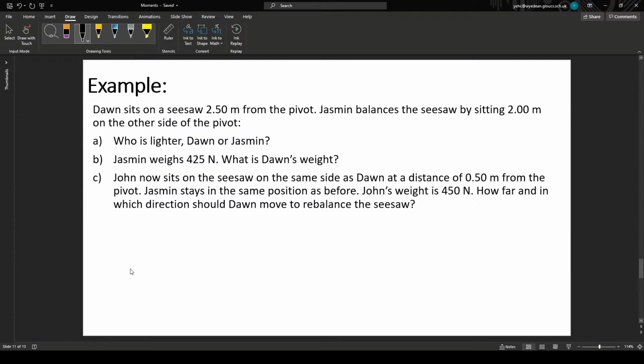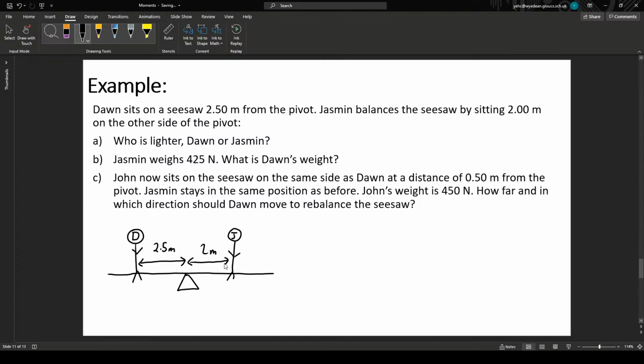Okay, now we're going to do another example. I'm going to draw it out as well. Dawn sits on a seesaw 2.5 meters away from the pivot. So I'm going to draw Dawn. I'll write D on here. She's 2.5 meters away from the pivot. Jasmine balances the seesaw by sitting 2 meters on the other side of the pivot. So I'm going to draw Jasmine. I'm going to write J for Jasmine, and she's 2 meters away from the pivot.